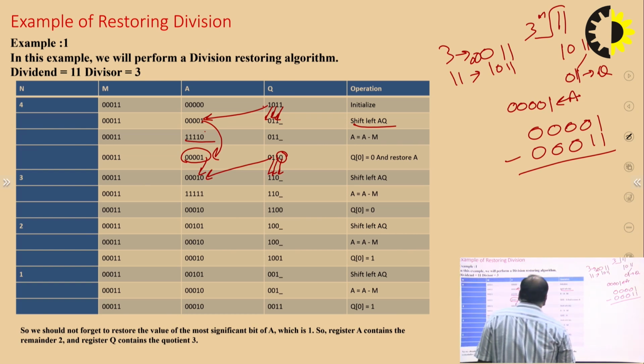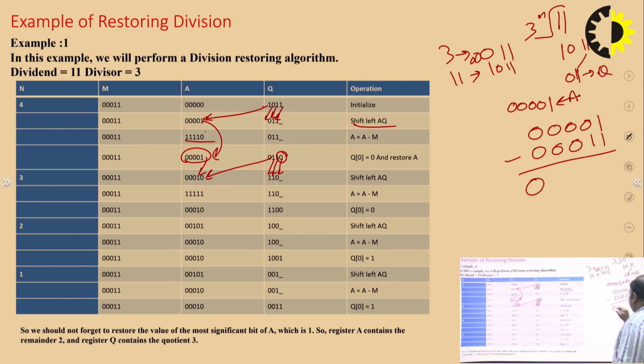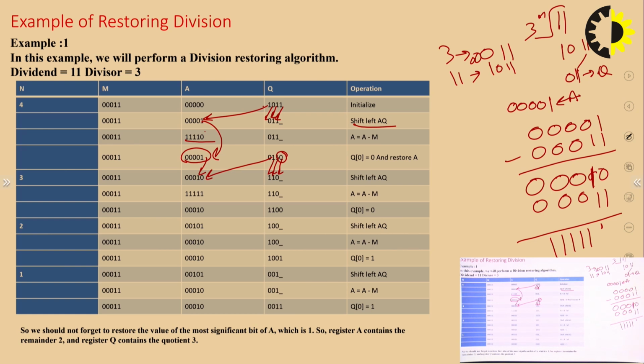Again we do a subtraction. We subtract 00010 with 00011, and the output will be 5 ones. Again we see that the most significant bit of A is 1. So again we put the value 0 in place of Q0 and restore the value of A before the subtraction. This is the completion of our third step.